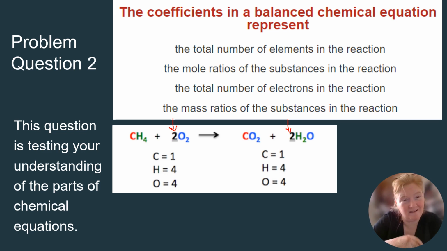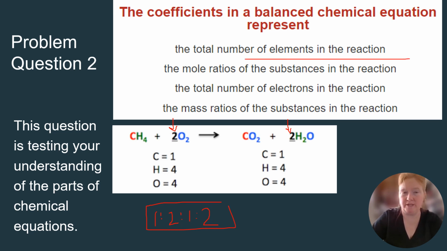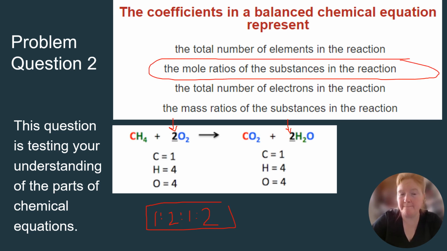No, not at all. Is it the mole ratios of the substances in the reaction? Is it the total number of electrons in the reaction? Or is it the mass ratios of the substances in the reaction? If you remember, we were doing things like this to check the ratios, right? But were we doing mass ratios or mole ratios? Do you remember? Yeah, it's mole ratios. So coefficients tell us moles, just like subscripts tell us moles in a compound. Coefficients tell us moles in a balanced equation.